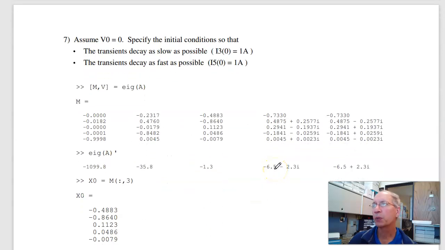Problem 7 says, what initial condition makes the natural response decay as quickly as possible? What makes it decay as slow as possible? That's an eigenvector problem. Take your A matrix. I've got eigenvectors, eigenvalues. Here's the fast eigenvalue. Something decays quickly. The eigenvector is what decays quickly. If I make the initial condition I5, that'll decay as e to the minus 1099t. And that kind of makes sense.